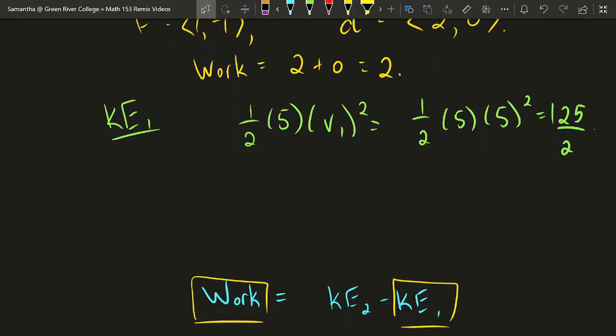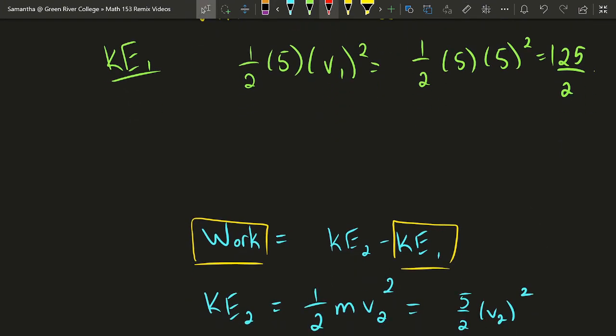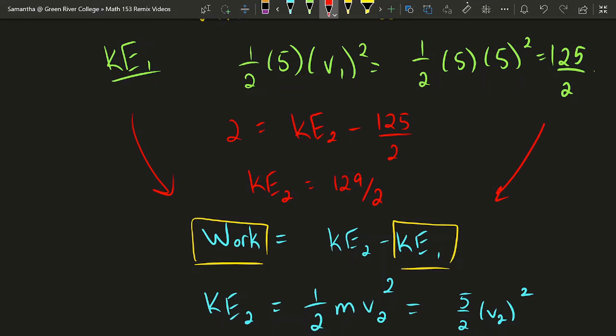So now that I have the amount of work and I have KE1, let's go ahead and put that information into the work energy theorem. The work is 2. The initial kinetic energy is 125 over 2. And therefore the final kinetic energy, solving this equation, must be 129 over 2.